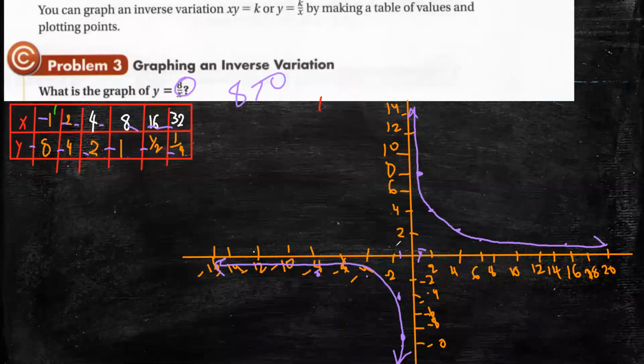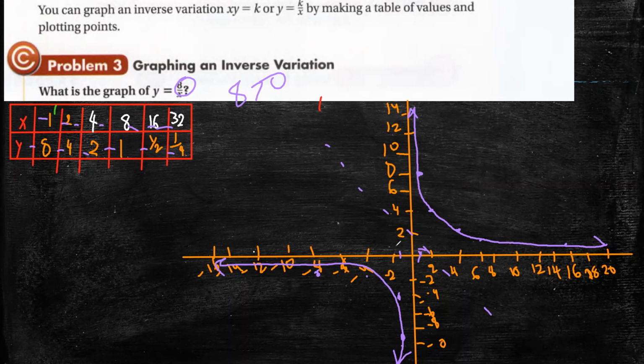Yes. Or you can draw it in the first quadrant, then make it like a mirror here. Put a mirror here like this, and flip it onto quadrant 3. This is the graph for 8 over x.